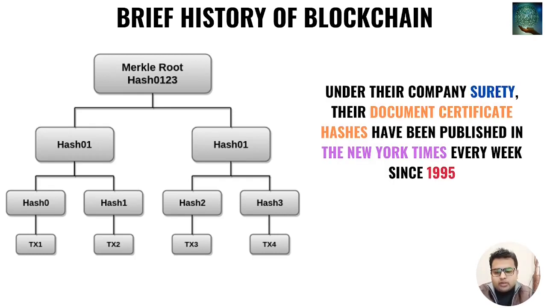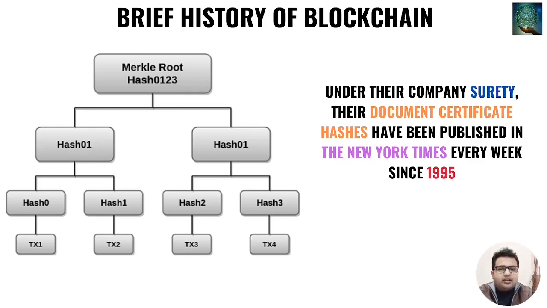Under their company Surety, their document certificate hashes have been published in the New York Times every week since 1995. A hash is produced by a hash function like SHA-256. What that function does is take an input and create a hash string. Whatever timestamp we pass, it converts to a hash. All the hashes generated by their design were published in the New York Times.